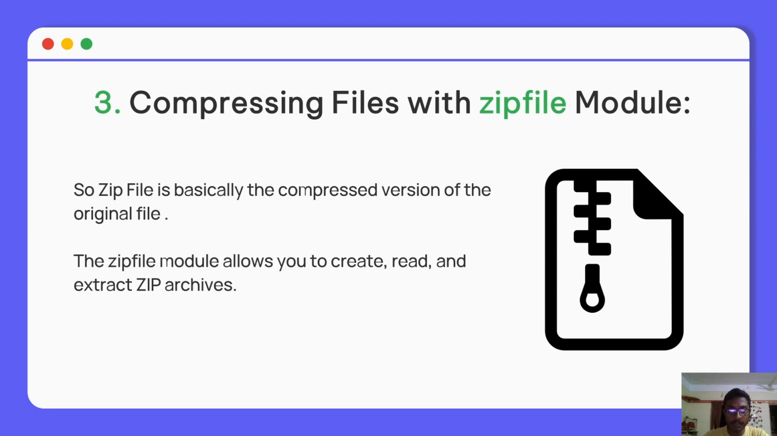The third topic is compressing files with the zipfile module. A zip file is basically the compressed version of the original file. It is mostly used in cases like this: imagine you have a very large file of 16 GB and you want a portable version of it, to store on a hard disk or something. To store it efficiently, the file size should be less. So the 16 GB file will be compressed to somewhere around 8 GB or 2 GB. In those cases, we use the zipfile module, basically for compressing the original file.